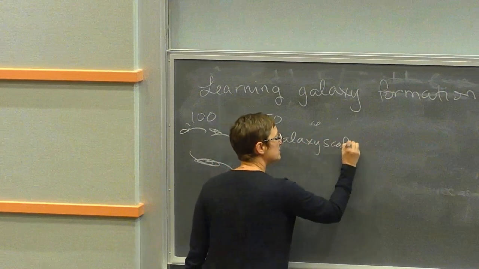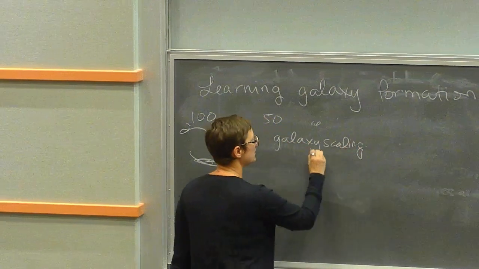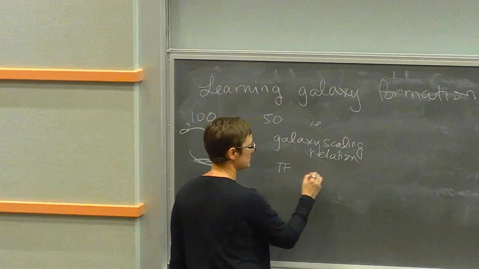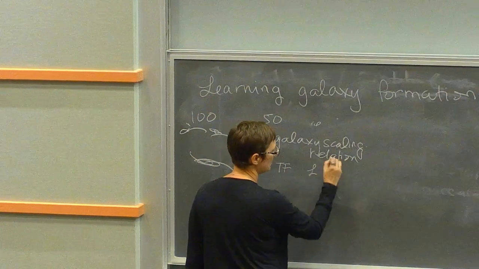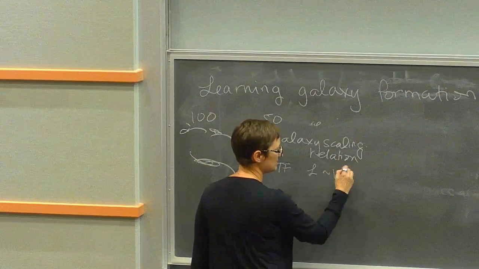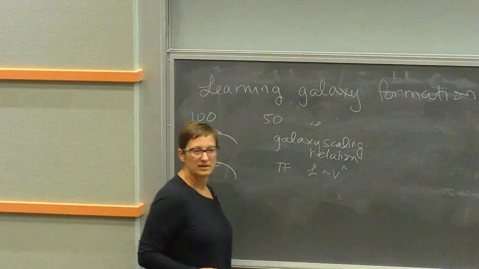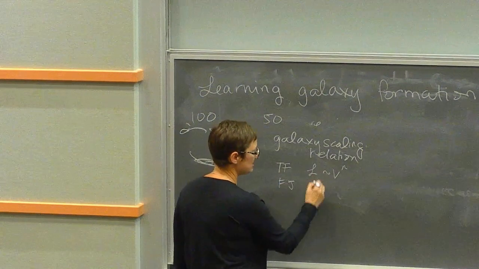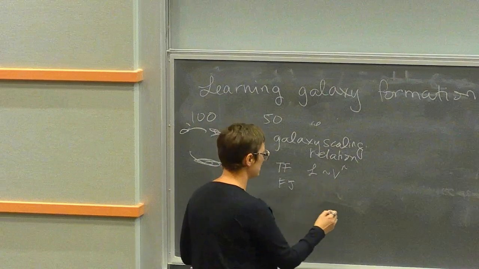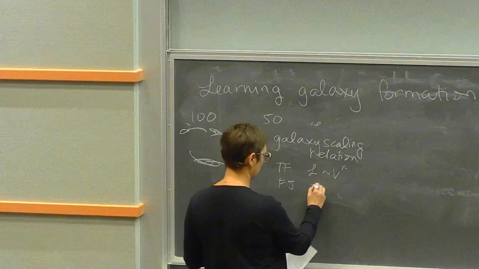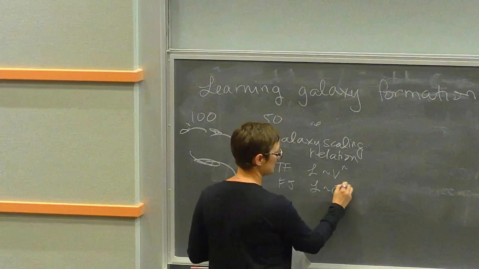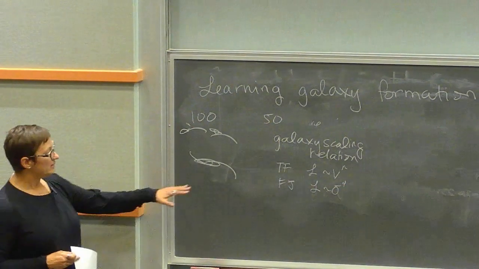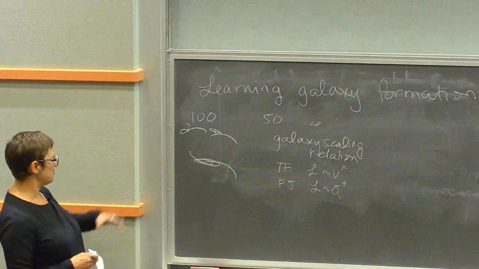Some of those galaxy scaling relations are things like the Tully-Fisher relation, which is a relation between the luminosity or the baryonic mass of a galaxy and its velocity dispersion. The Faber-Jackson relation, which is a similar relation for elliptical galaxies, a relation between the luminosity of an elliptical galaxy and its velocity dispersion. Okay. So, actually, I missed a step.